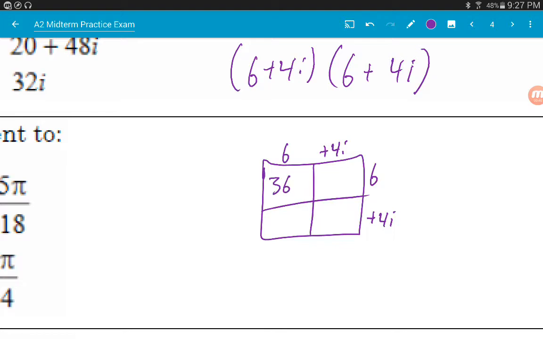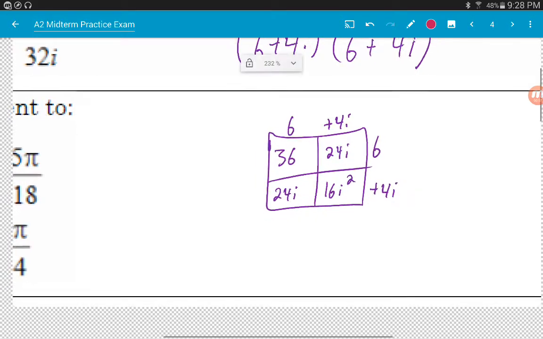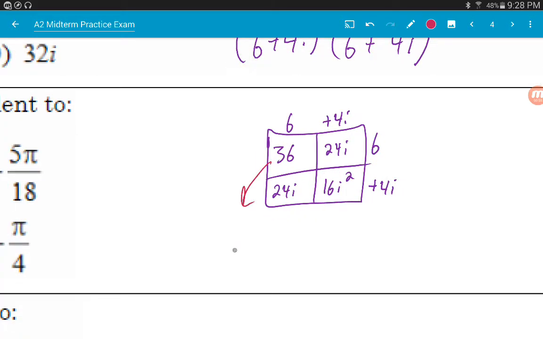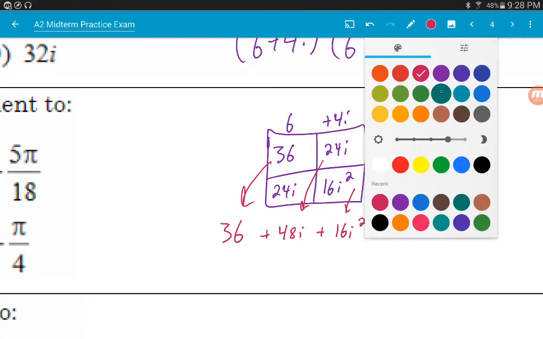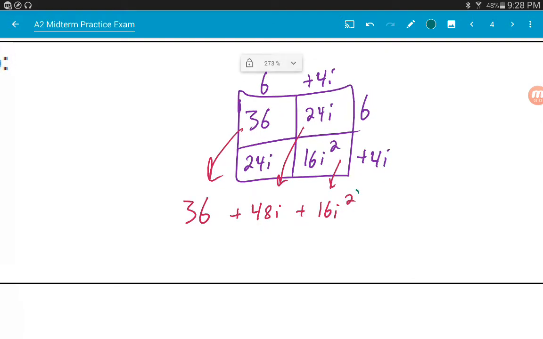This is 36, 24i, 24i, and 16i squared. What you're going to need to know in order to finish this is what i squared is equal to. So I got 36 plus 48i plus 16i squared. Now i squared, you should know, is equal to negative 1.